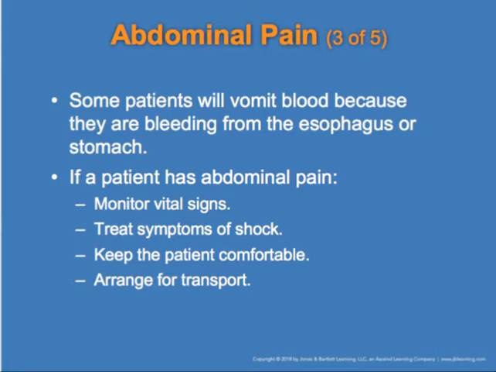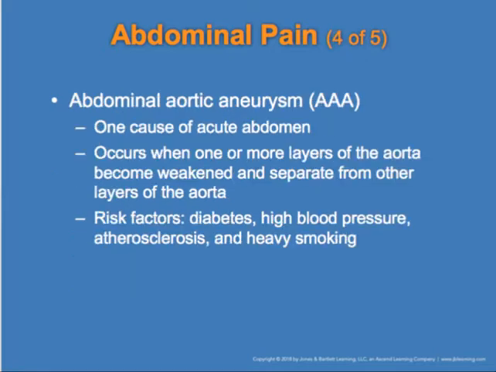Some patients will vomit blood because they're bleeding from the esophagus or from the stomach itself. If the patient has abdominal pain, monitor vital signs, big thing. Treat for shock should you see signs of shock. Because with patients with abdominal pain, the reasons for that pain may be something that will soon lead to shock, so continue to reassess for shock and then treat for shock when you find it.